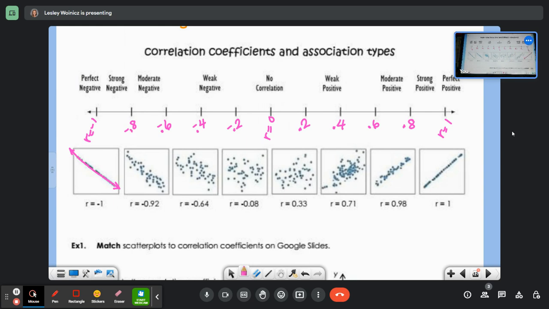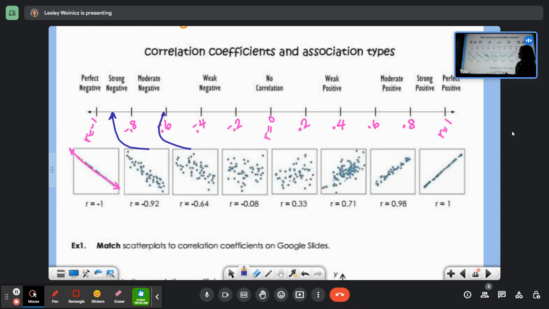So we will be able to tell, as soon as we have an R value, what type of correlation we have. Anything between -1 and -0.8 is a strong negative correlation. If you look down here at this example, R equals -0.92 would be very strong. It's right there. The next one for R is -0.64. That would be moderate negative, so that would be right there.